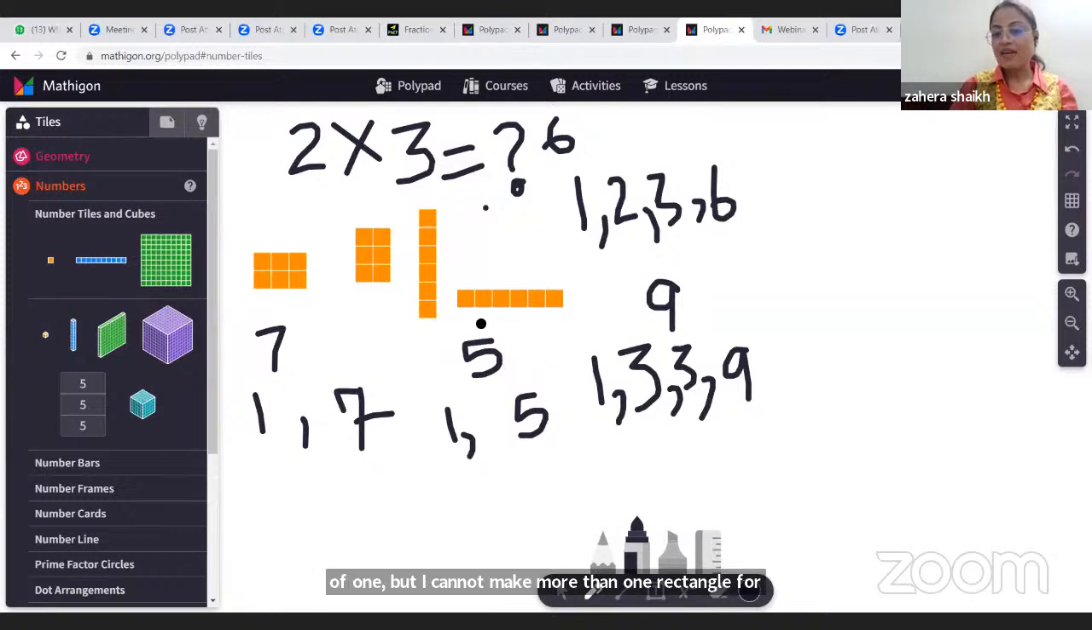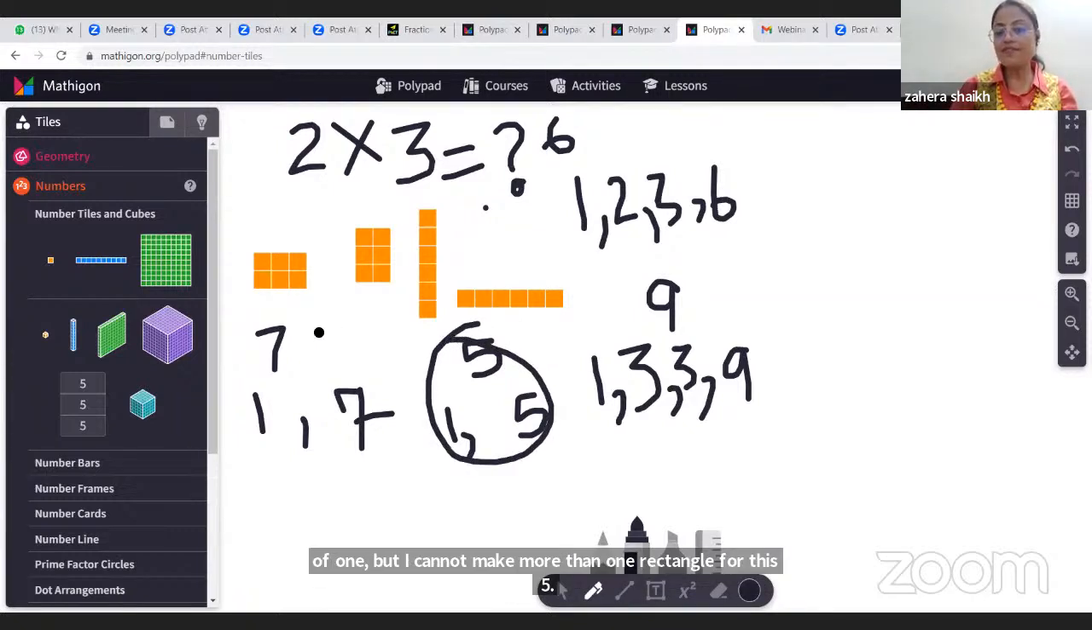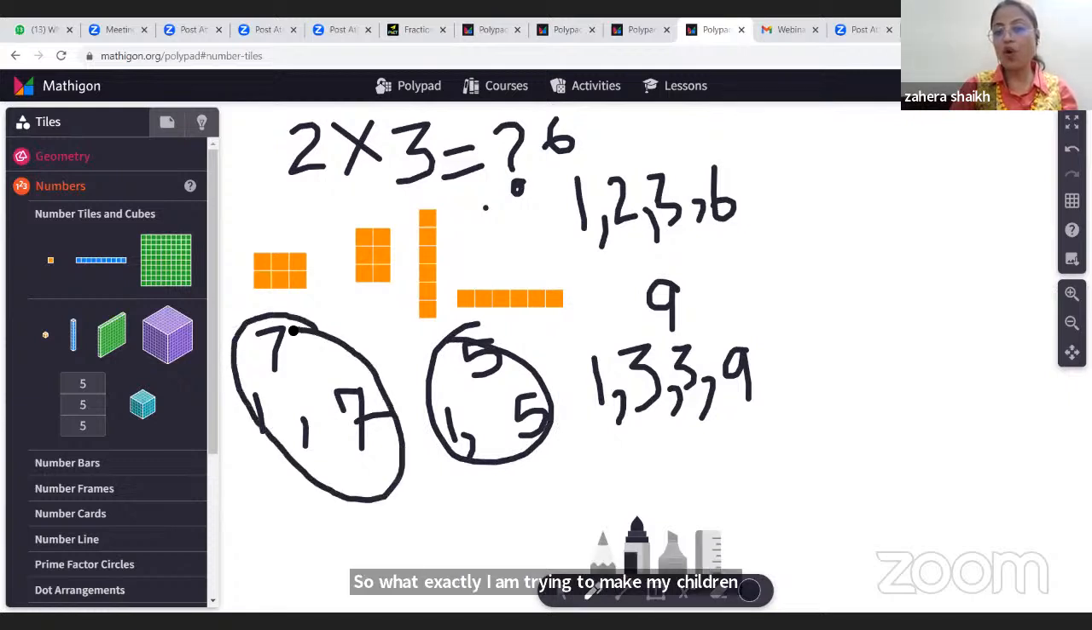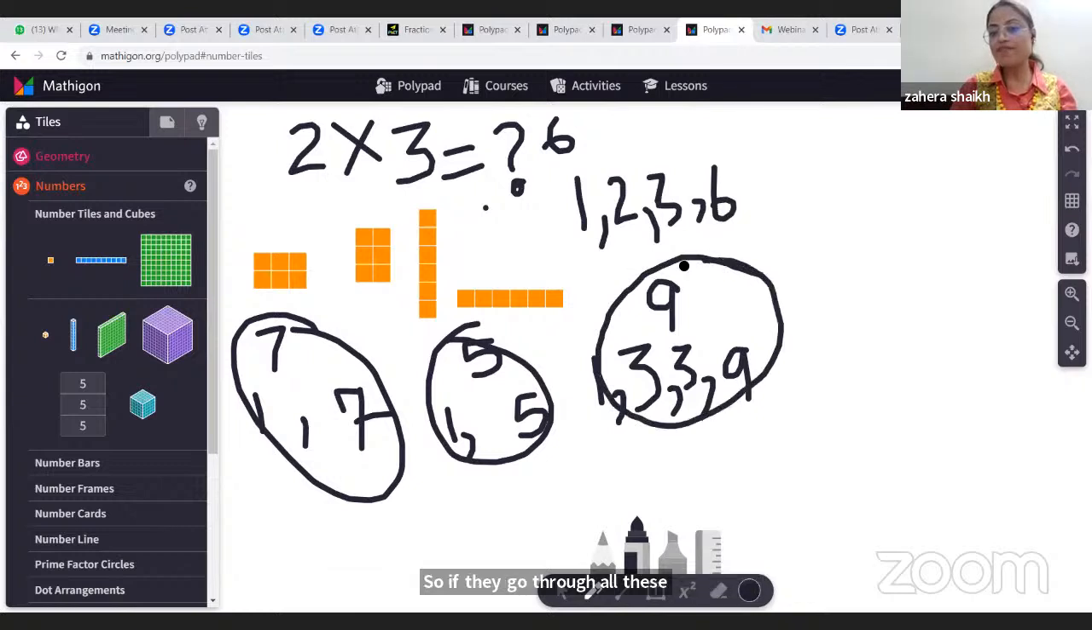So what exactly am I trying to make my children identify? If they go through all these results and observe a pattern, they can say 6 has more than one rectangle, 9 has more than one rectangle, but 5 and 7 have only one rectangle. So from here, they need our assistance to be introduced to prime numbers. When you can make only one rectangle out of a number, as two factors or two groups, that is your prime number, and these are your composite numbers.